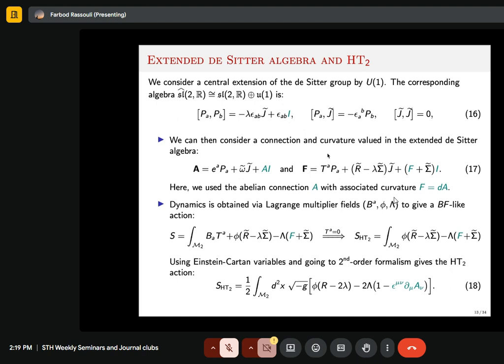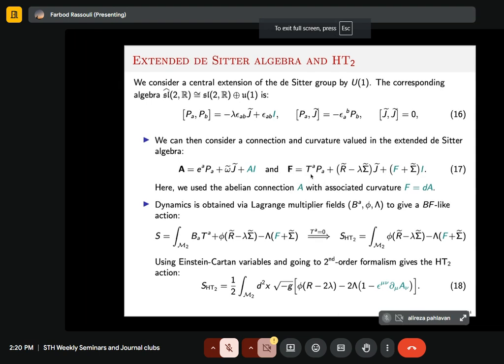And basically, you can rewrite your connection and curvature under this abelian connection, curvature, which is F equal dA. You do the same procedure. So basically, from the trace, you get the torsion and the other terms. And basically, you get back, by setting torsion equal to 0, to the Einstein-Hilbert, to JT gravity.